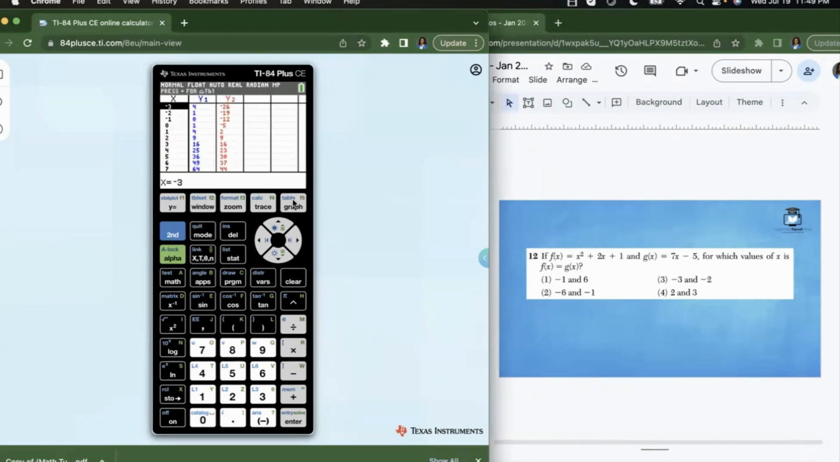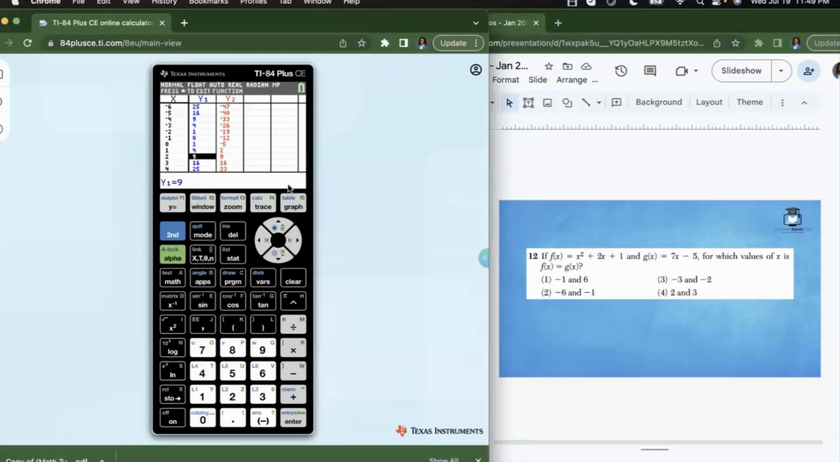Let's take a look at the table of values. As I'm scrolling up and down, my goal is to identify when the y values are exactly the same. So 25 is not equal to negative 47. 16 is not equal to negative 40. Let's see if it ever gets close. 4 is not equal to 2. Look at that. The y values are the same when x is 2.